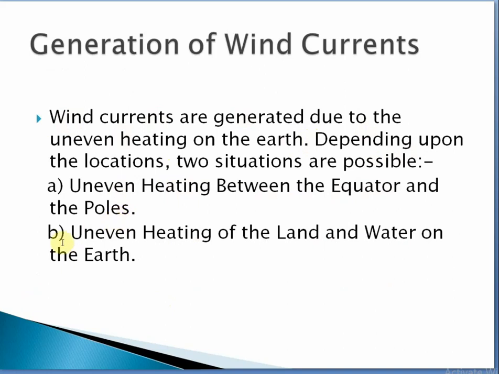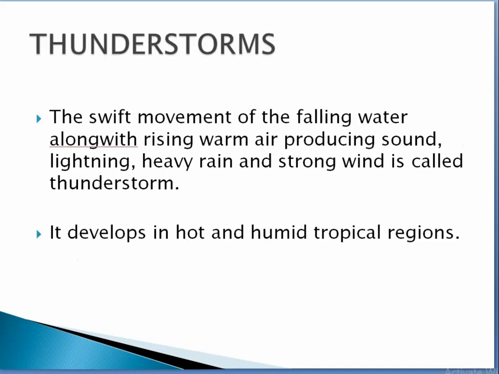The next one, uneven heating of the land and water on the earth. So both these factors are responsible for generating the wind currents. Then next comes thunderstorms.